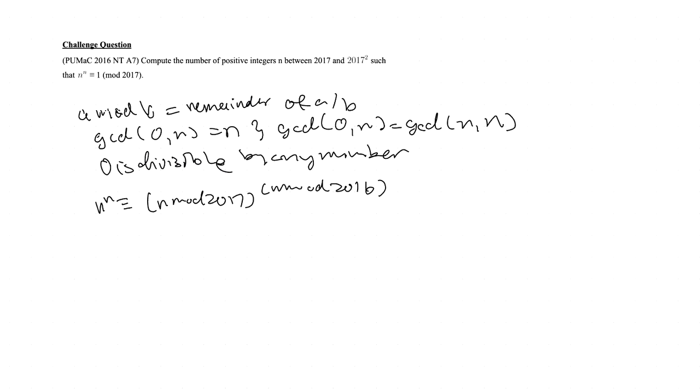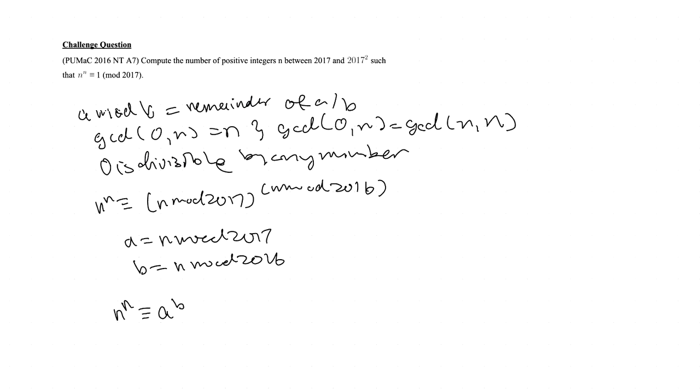Okay, I'll take that as a yes, and we'll move on. So now I'm going to define A to be n mod 2017 and B equals n mod 2016. So now our number n to the nth power is congruent to A to the Bth power. And so next we're going to show that this is a bijection.